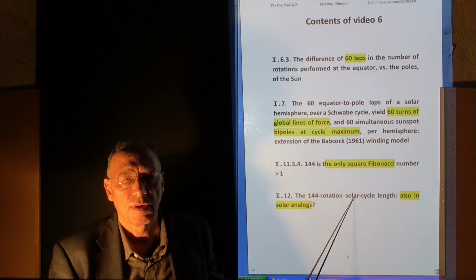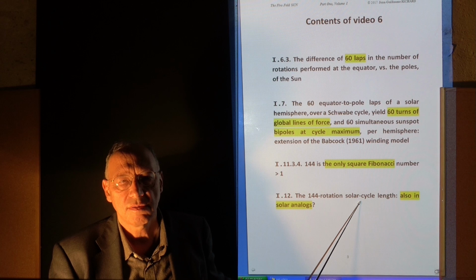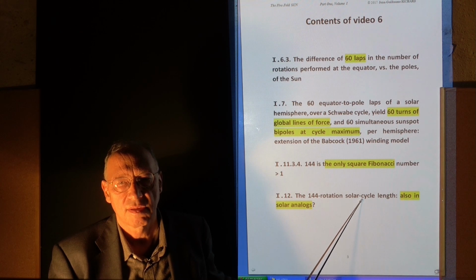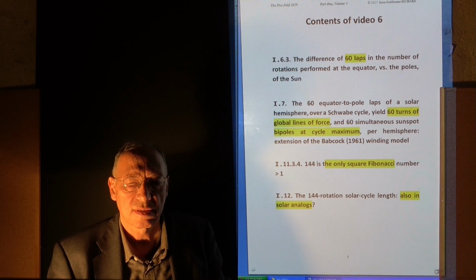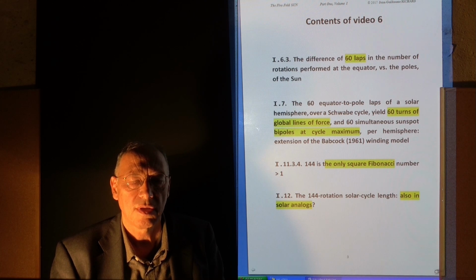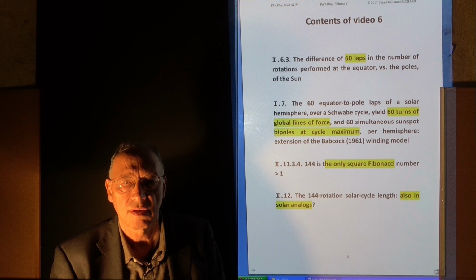And finally, we will briefly mention the possibility that a 144 rotation solar cycle length, a stellar cycle length, might be present as a central value for the parameters of the cycle and rotation of the heretofore known solar analogues.